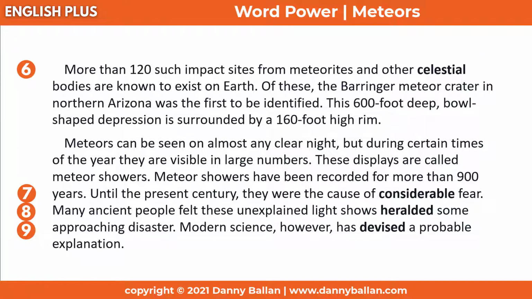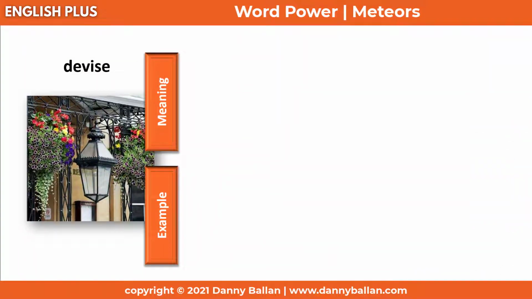And here, pay attention, I'm saying devise, not device, because that would be another word. Let's take a look how we use it in the text. We said modern science, however, has devised a probable explanation. Now, people in the ancient times couldn't explain how these things happened, the meteor showers and all that, but modern science devised a probable explanation. Now, here, devise is devise. The other word that we pronounce device, it's device, not devise. But this one, devise, is a verb, devise.